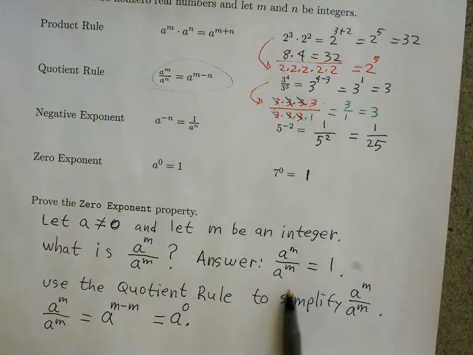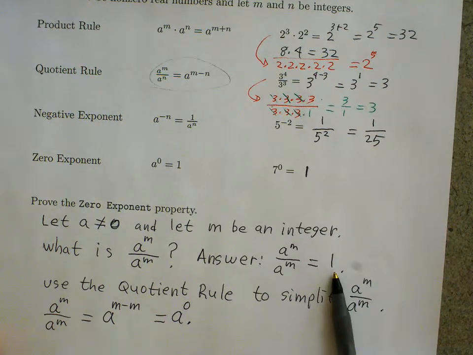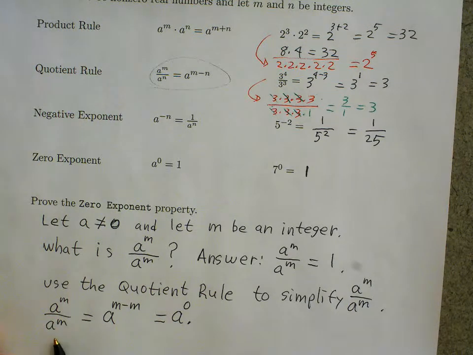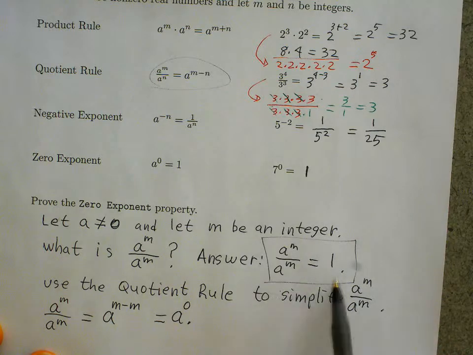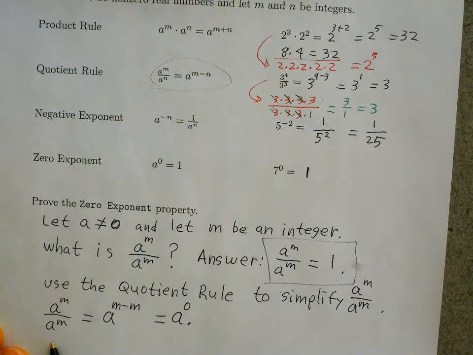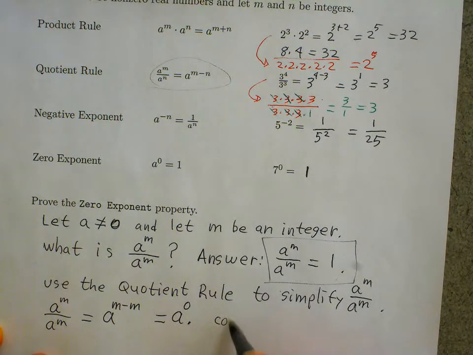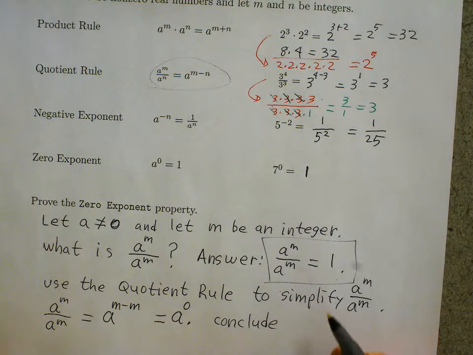So on one hand, we all agreed that this non-zero number divided by itself, a to the m divided by a to the m, equals 1. And using the quotient rule, we can also say that a to the m divided by a to the m is equal to a to the 0. So we conclude, since a to the m divided by a to the m equals 1, and a to the m divided by a to the m equals a to the 0, that a to the 0 equals 1.